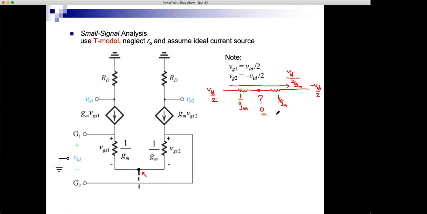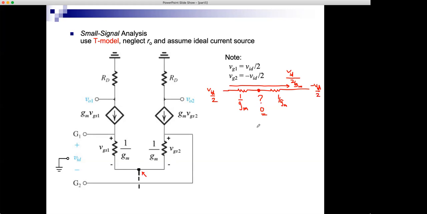This is an important result. I have a signal here, VID over 2, and I have minus VID over 2 here, and here I have no signal. Even though this is not hardwired to ground or to any DC source, the conditions of the circuit make the signal here 0. And these conditions, we call them the seesaw conditions.